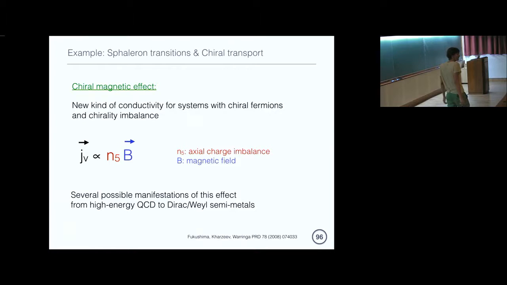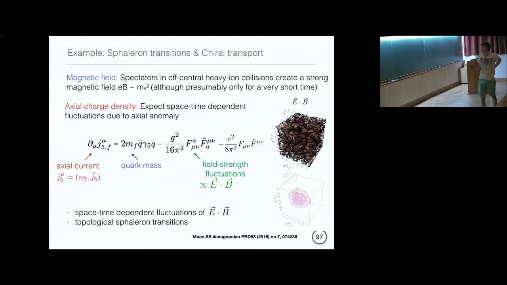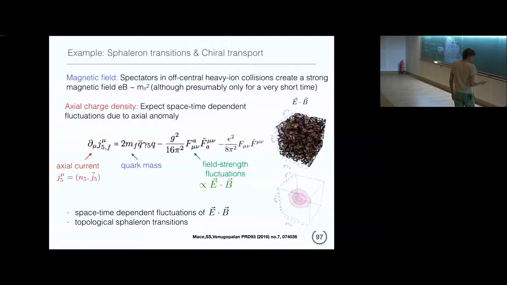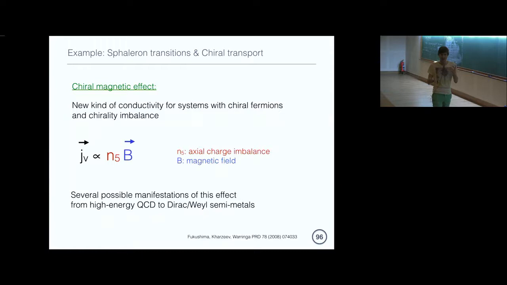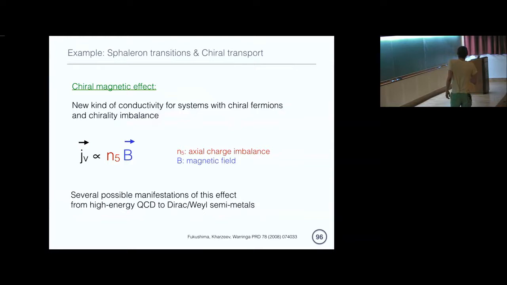This is very interesting because on the one hand, we have very strong magnetic fields present, at least in early stages of the collisions. But most importantly, the dynamics of the second ingredient, the axial charge, is particularly interesting in non-abelian gauge theories. Why is this so?